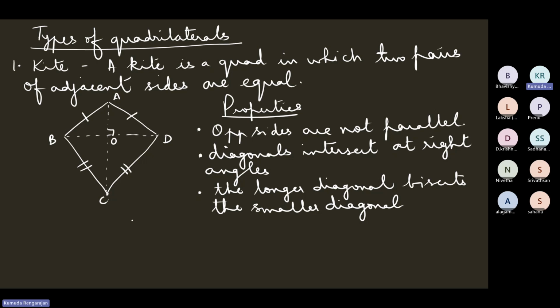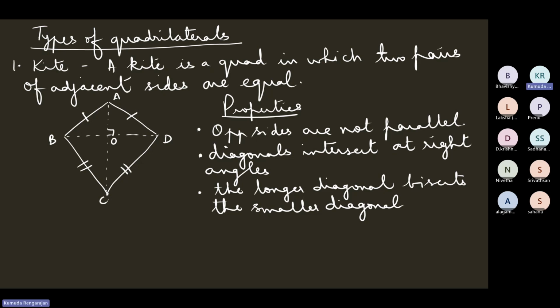If O is the midpoint of both the diagonals, then it means the diagonals bisect each other. In a kite, the diagonals don't bisect each other. The longer diagonal bisects the smaller diagonal. That means the smaller diagonal is cut into two equal halves. So if BD is the smaller diagonal, O is the midpoint of BD. O is not the midpoint of AC.